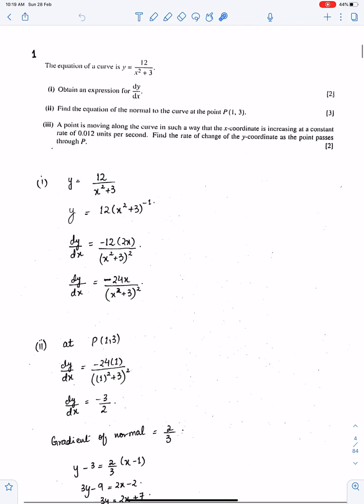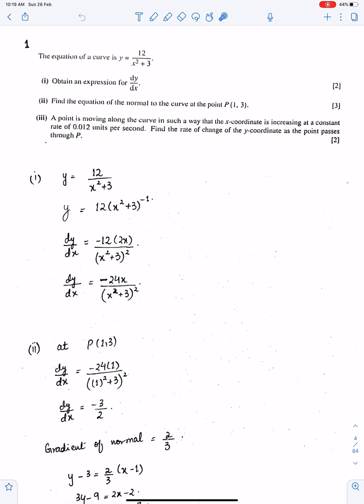Question number 1. The equation of the curve is this. Obtain an expression for dy upon dx. So when you differentiate this, you have to first bring the equation to its simplified form before differentiating it. Whenever the function is in the denominator, always bring it to the numerator, get its simplified form, and then differentiate it. When you differentiate this function, you'll get this thing. And this is the way to differentiate this function.